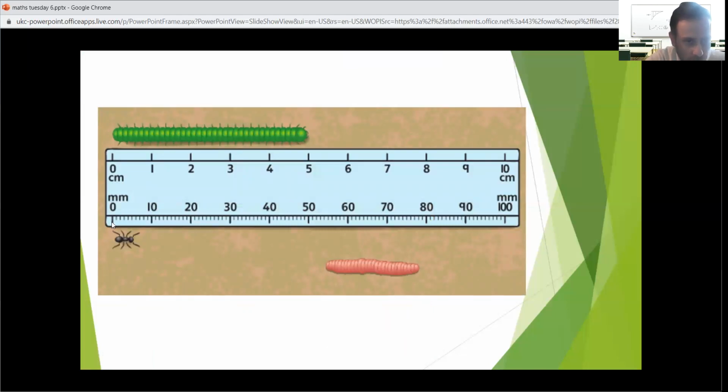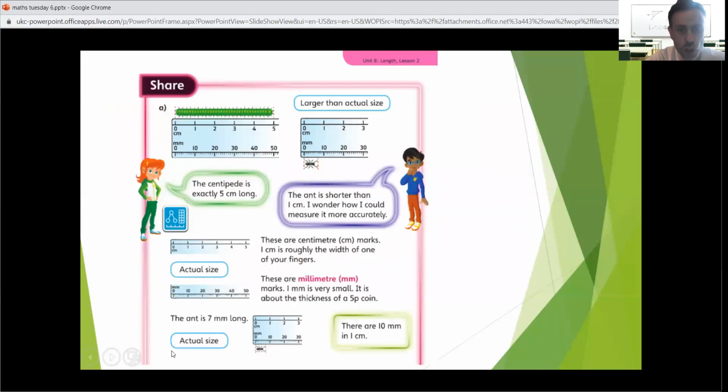So that's where it starts, at 0. You've always got to start at 0. And we got 1, 2, 3, 4, 5, 6, 7, and that's where its antennae are. So 7 millimeters. Okay, super. So we got it. Just a reminder, there are 10 millimeters in 1 centimeter, but the ant was 7 millimeters, 7 mm. Well done if you got both of those.